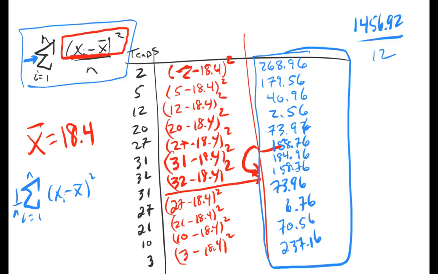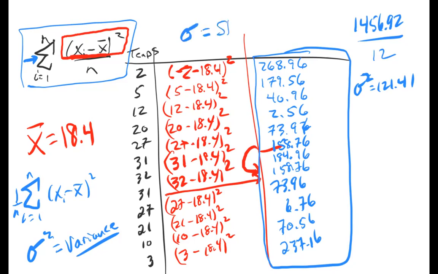What is 1456.92 divided by 12? 121.41. Now, realistically, that's what we call sigma squared. This symbol right here is sigma. Sigma squared is our variance. If you look back to page 710, sigma squared is our variance. Just sigma by itself is the standard deviation.